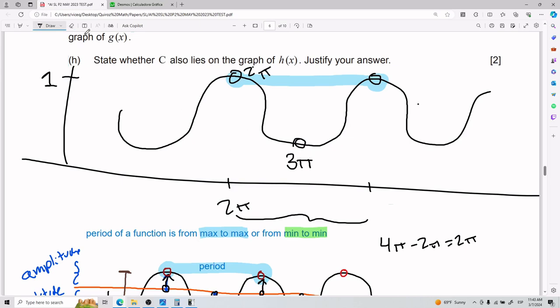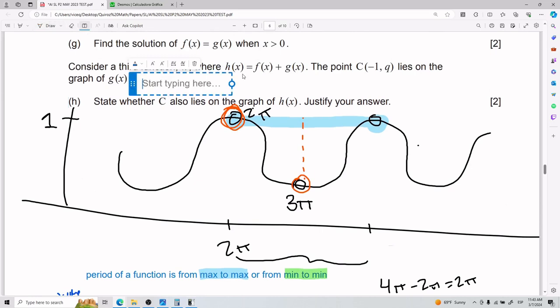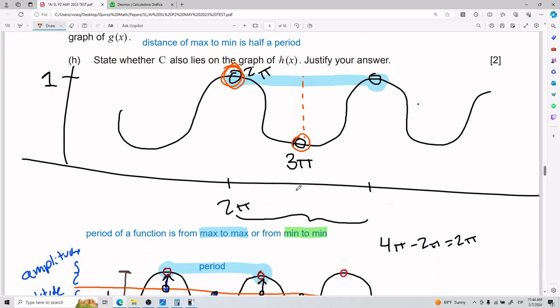So what you can do is that technically from a maximum to a minimum, it is halfway of the period. Okay, so the distance of max to min is half a period. This distance here is how much? It's 1 pi, right? So if this is 3 pi, the distance right here is just 1 pi. And so if you add another 1 pi, you reach the 4 pi here, which is this maximum there.